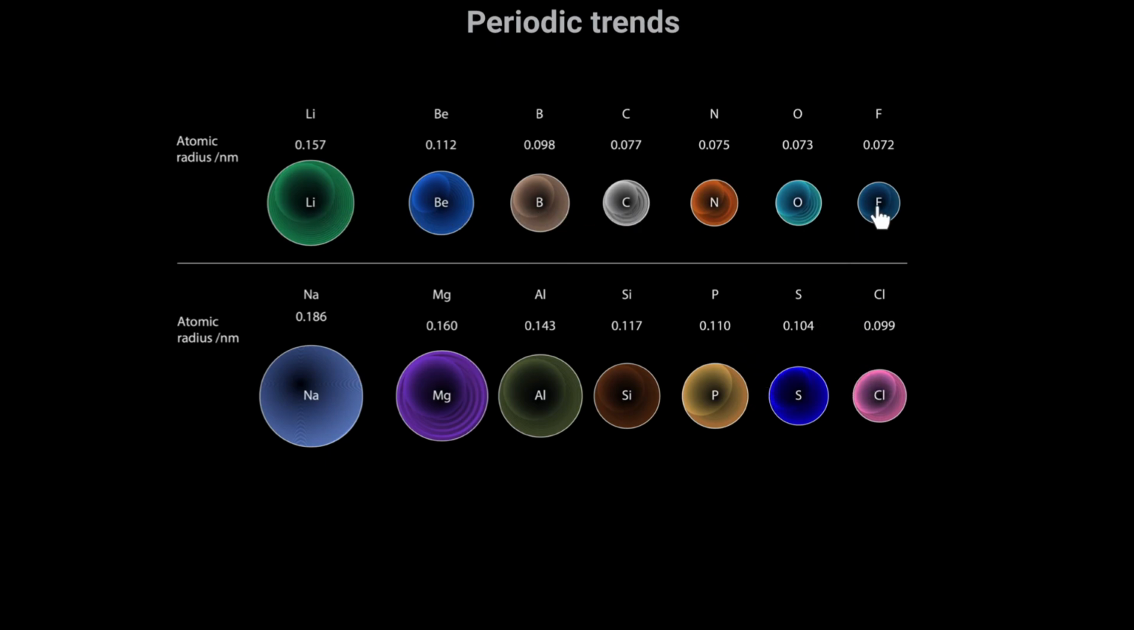Across the period, the number of shells is remaining the same, whereas the nuclear charge is increasing. So shielding is remaining the same, but the number of protons in the nucleus, or the positive charge in the nucleus, increases, so the outer electrons are actually attracted more strongly and held closer to the nucleus. Okay, you see the same trend across period 2, and you see the same trend across period 3.